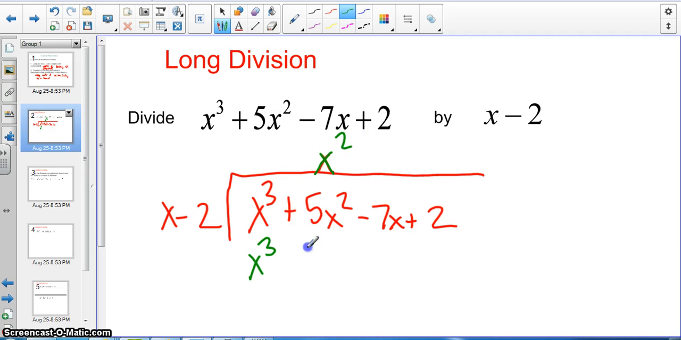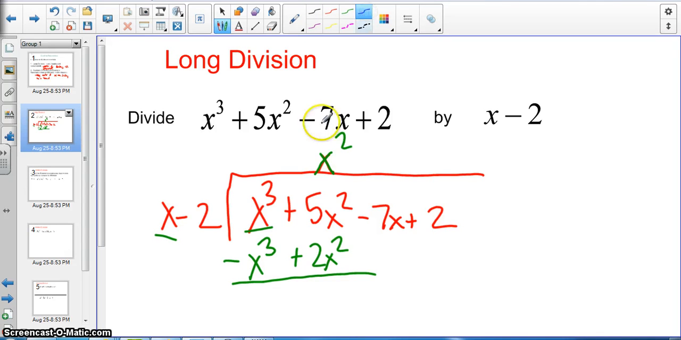X squared times negative 2 is negative 2x squared. So all I've done is I found how many times our first term here goes into our first term here. And I need two x's, so I need x squared to go into it. Now, I have to change my signs in those, and now I can combine them because I want these to cancel out. Those add up to 0. So I'd have 7x squared minus 7x, because I need to bring down this negative 7x.